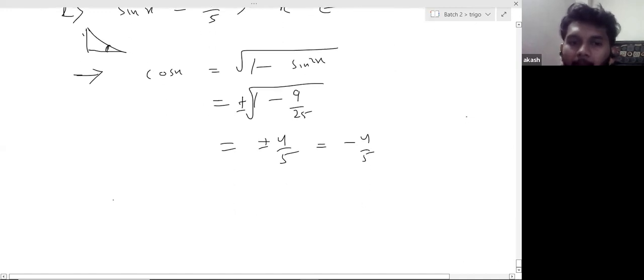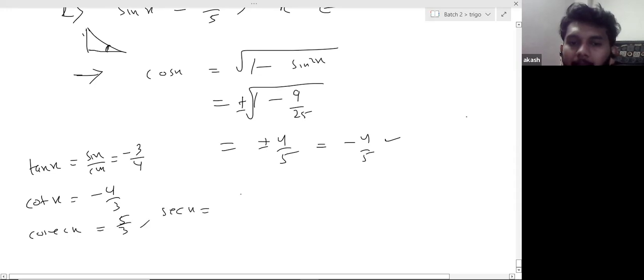All right. Now you can find tan x is sin x upon cos x. So 3 upon 5. So 3 by 4, but with a negative sign, right? Cos has a negative sign. Cot will be inverse of this. So minus 4 by 3. Cosec will be inverse of sine with positive. So 5 by 3. Sec x will be inverse of cos. So minus 5 by 4.